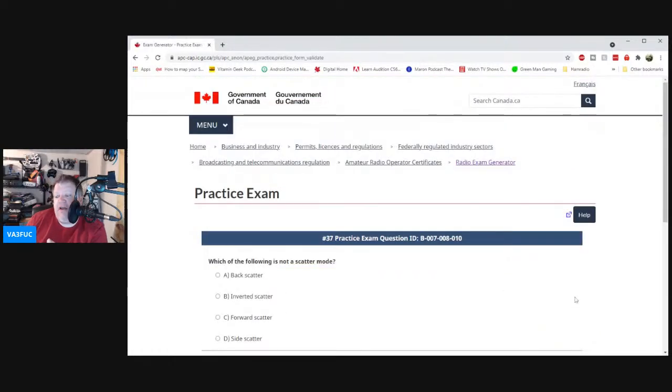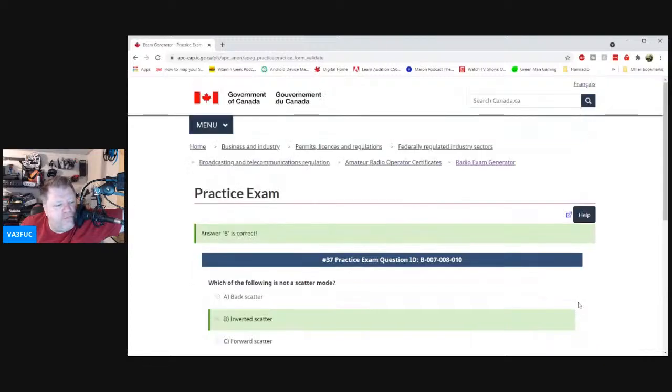And yeah, heat does have a lot to do with it also. But the solar radiation is where it all comes into play. Okay, so we're talking about scatter mode. So backscatter, inverted scatter, forward scatter, or side scatter. Backscatter is a scatter type. I've heard of it before. Forward scatter. Side scatter. Inverted scatter. I think it's inverted scatter, if I remember correctly. Yeah, it's inverted scatter.